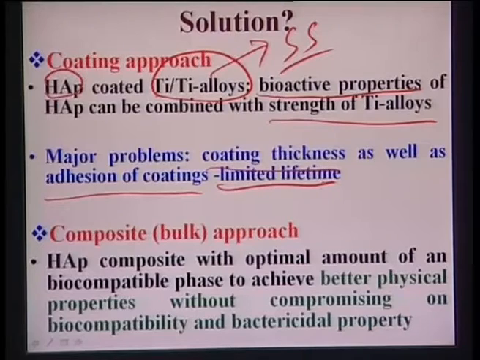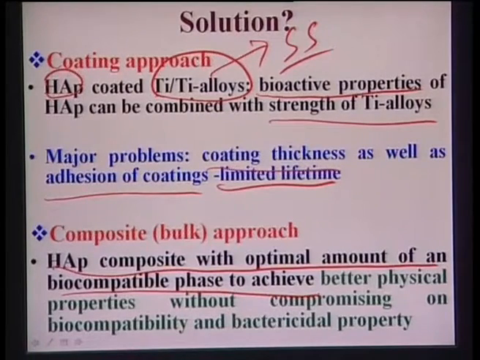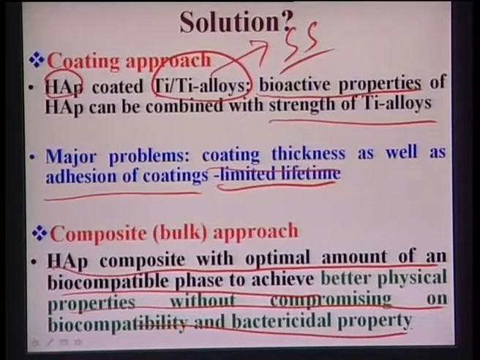Now, the composite approach is that hydroxyapatite composite with an optimal amount of a biocompatible phase can be developed to achieve better physical properties without compromising on the biocompatibility and the bactericidal property. What does this statement mean? It means that you can add a second phase X or Y in a particular amount, provided that X and Y are not toxic or non-biocompatible in nature, with the ultimate aim to achieve better physical properties.